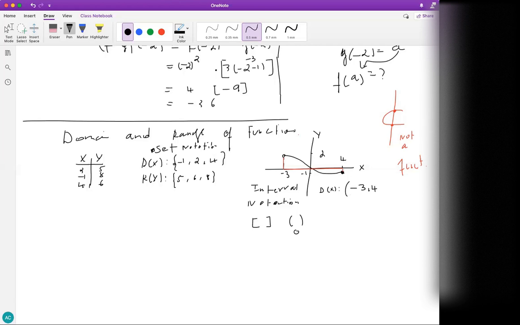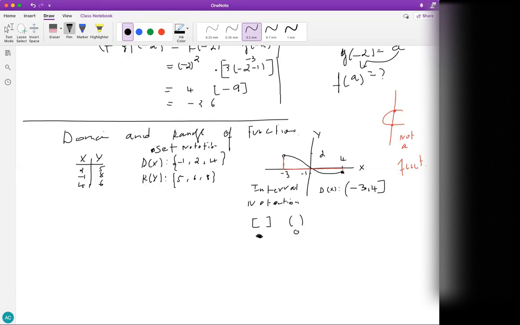What about 4? Is it included or not? Yes, it's included. So what do we use? The bracket. That's right. Thank you. When the number is included, we use brackets, or this shaded circle. If you see a hole in the graph like this, that means the graph is discontinued. The graph does not exist here. There's nothing here, just void. So this point does not belong to the domain.